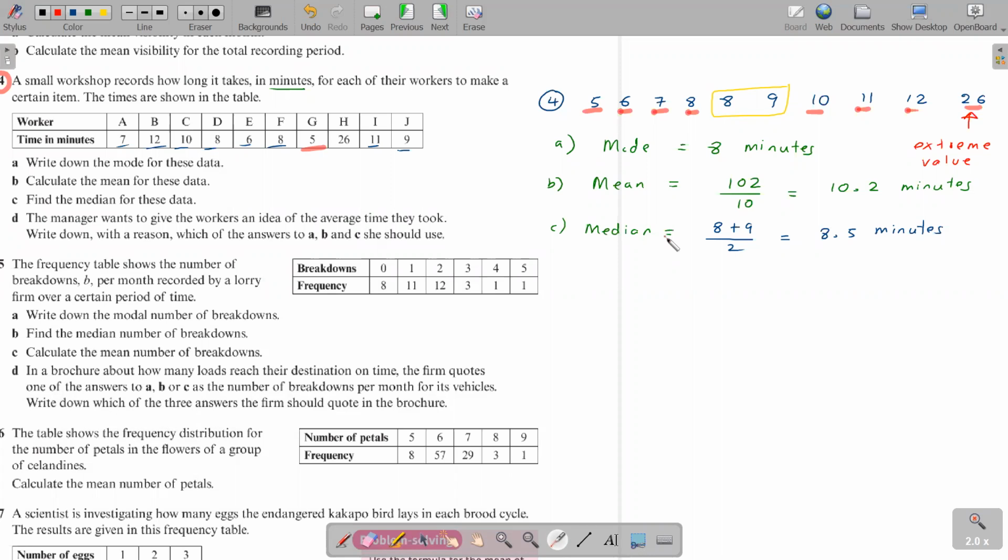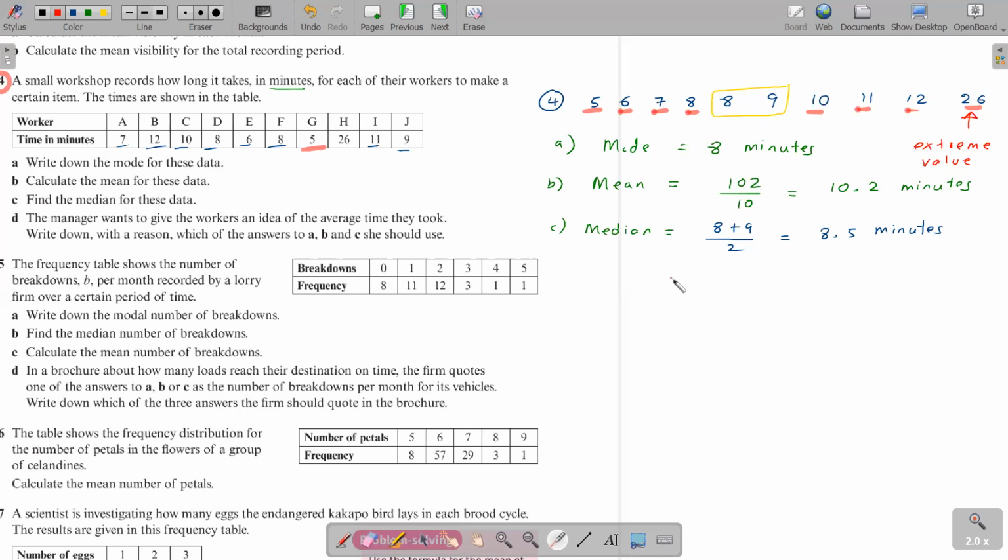Okay, so in this case, the manager wants to give the workers an idea of the average time they take. So she wants to give these workers an idea about the amount of time they take. If she goes with this, you can see this doesn't reflect most of the performance. 10.2 doesn't reflect most of these people's performance, isn't it? So because of that, the best value to go with here is the median.